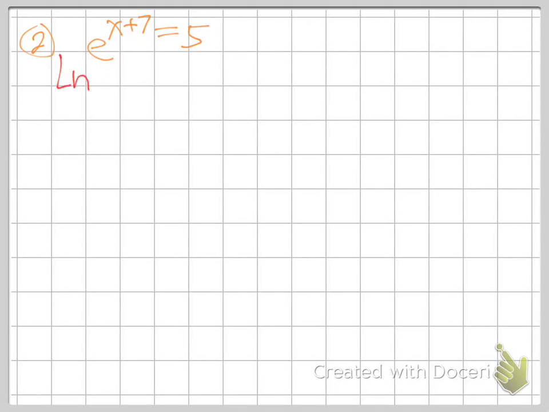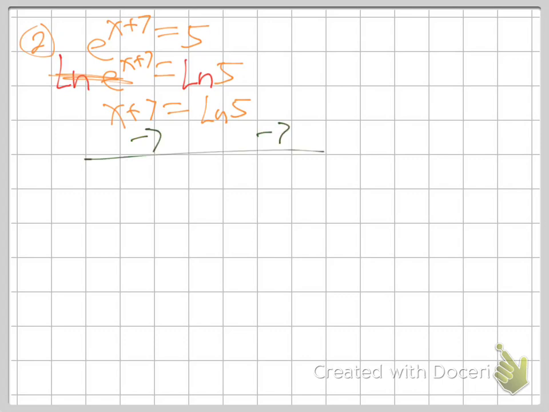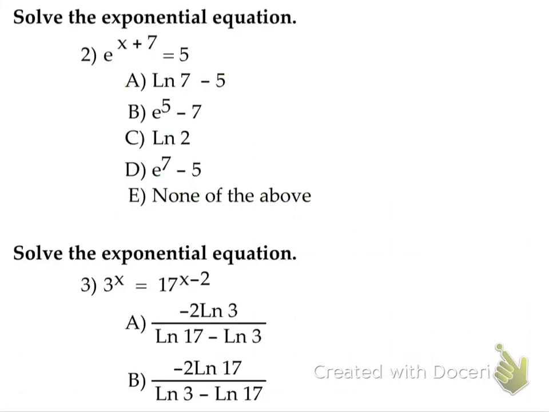So we ln both sides. And the ln and the e cancel. And so we just get x plus 7 is ln 5, and then we just subtract that 7, huh? So x is ln 5 minus 7. That answer's probably there. Oh, it's disturbing, huh? But it's none of the above. It's all right, right?